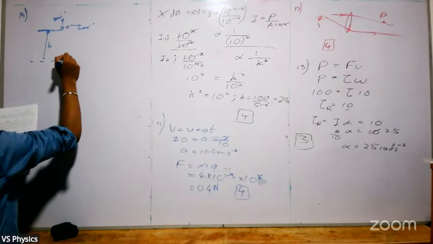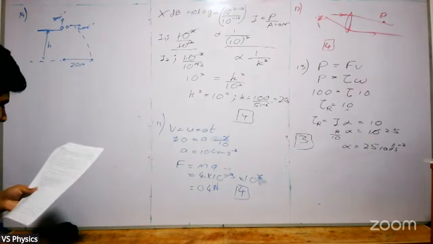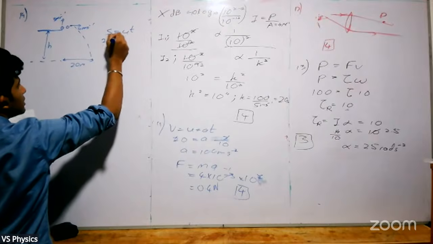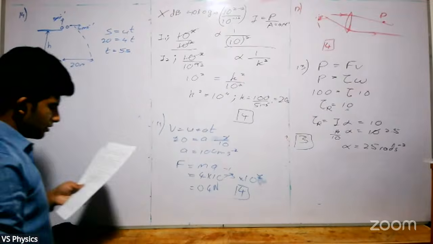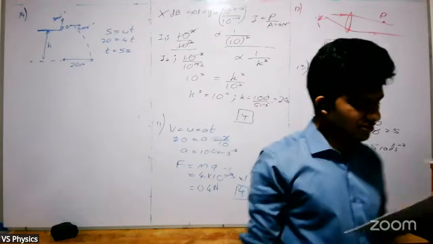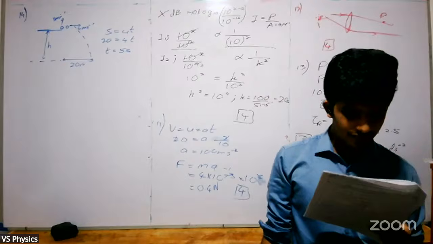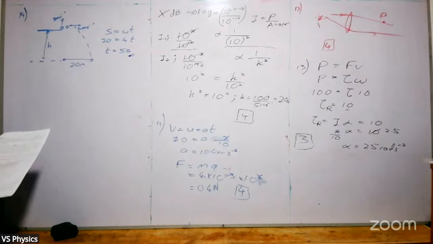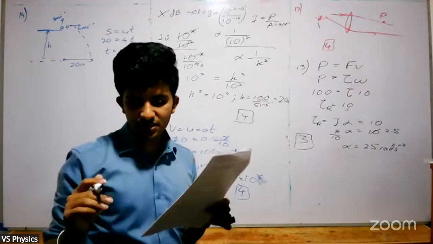Horizontal displacement is 20 meters. Then using S equals U T, you can find the time. 20 is equal to 4 times t, so time is equal to 5 seconds. Whatever this motion is, it has happened within 5 seconds.